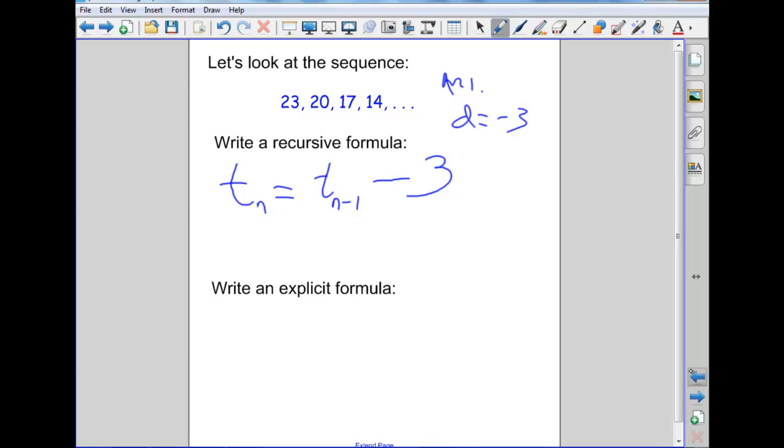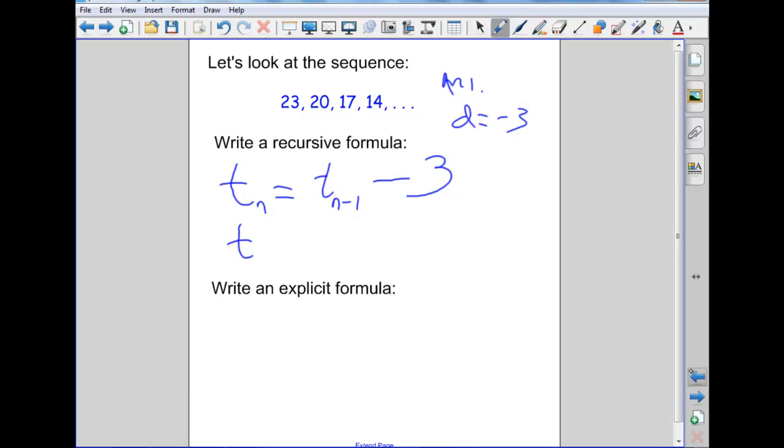This is not the recursive formula for this sequence. You have to write what T sub 1 is, or you have to initiate it. This is not good enough. This is just saying each term is 3 less than the previous one. No. You also have to get it started.